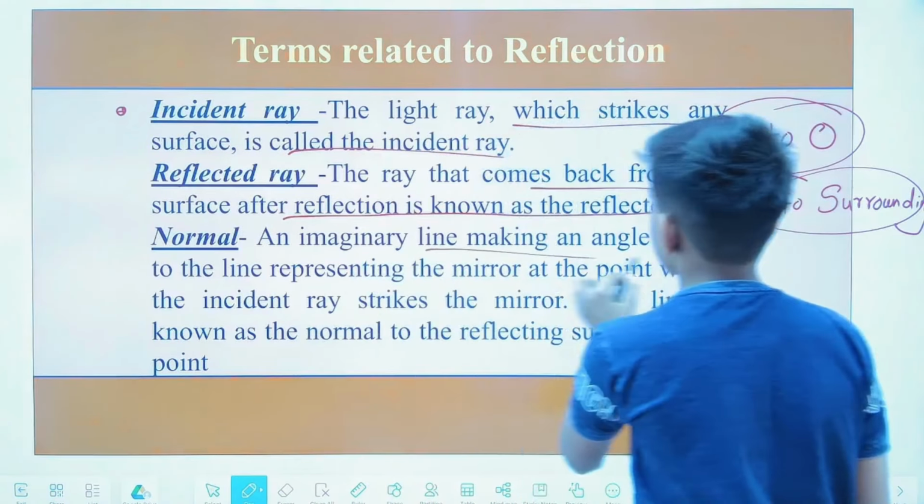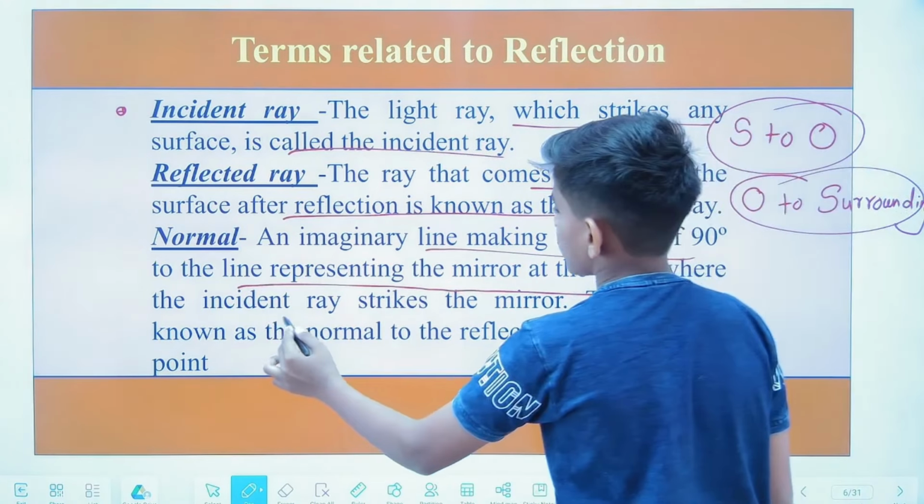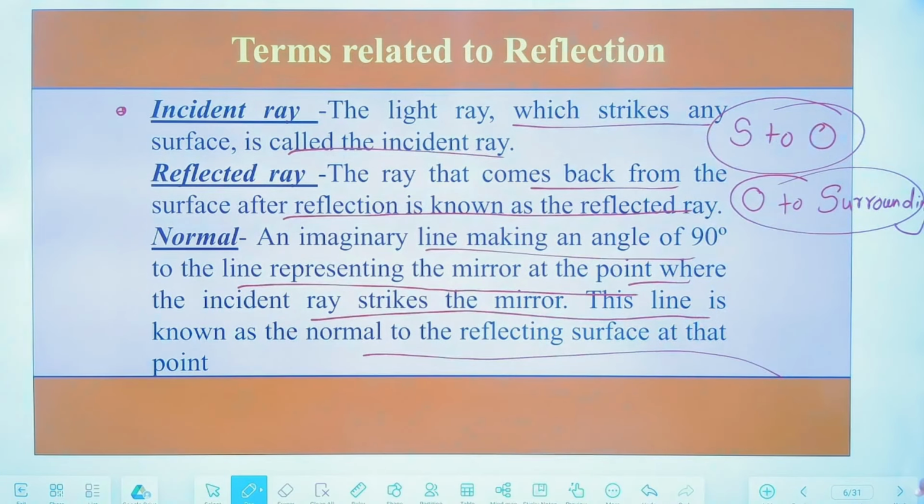Normal. Now, an imaginary line making an angle of 90 degrees with the reflecting surface, at the point where the incident ray strikes the mirror, is known as the normal to the reflecting surface at that point.